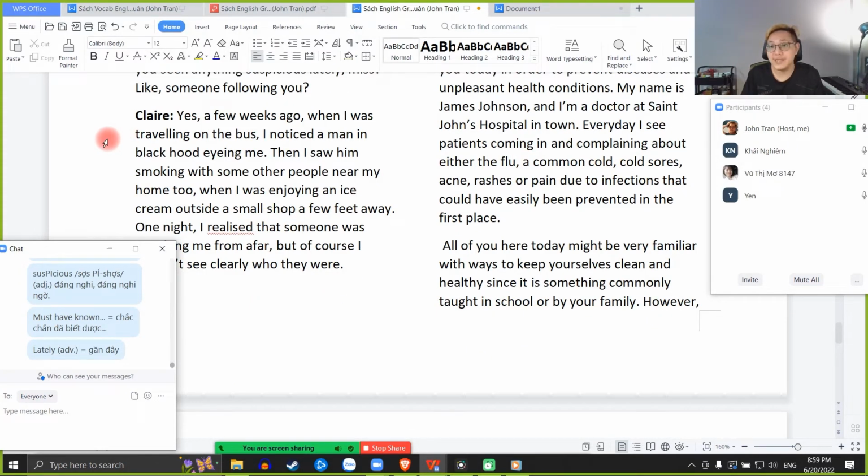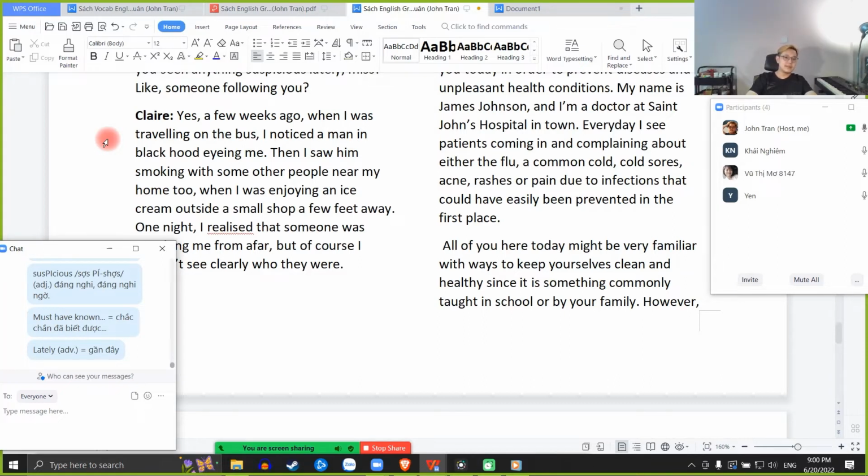Yes, a few weeks ago, when I was traveling on the bus, I noticed a man in black hood eyeing me. Eyeing me and eyeing on me, same thing, it's fine.